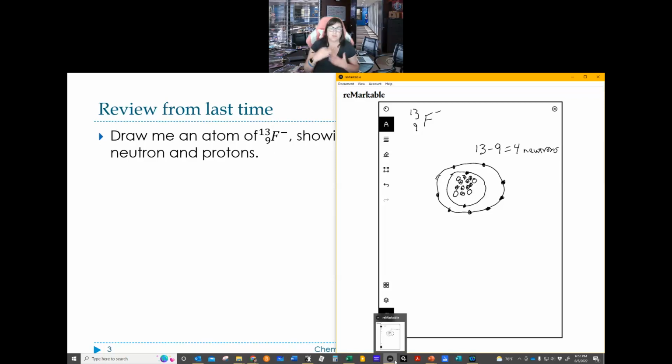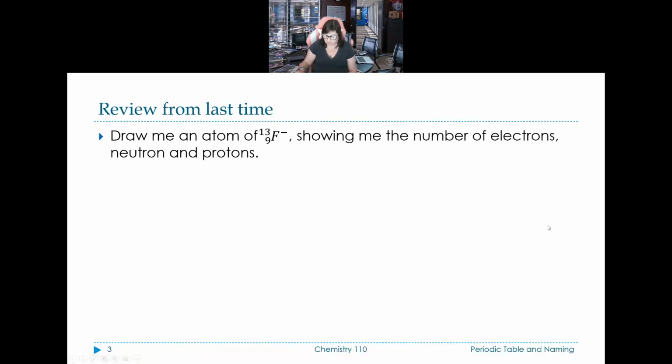Now, I know this is not a particularly accurate picture of what this actually looks like. I get that. And if you don't understand that yet, we'll get to that. But this is one of the pictures that I've asked you to be able to draw. This is based on the Bohr model of the atom. And this shows everything that I wanted to see, i.e. the number of neutrons, the number of protons, and the number of electrons. I can specifically point out that there are 9 protons, 4 neutrons, and 10 electrons in this particular species. And that's the drawing that I was looking for, okay? So I have shown you that. Awesome. That's our review from last time.